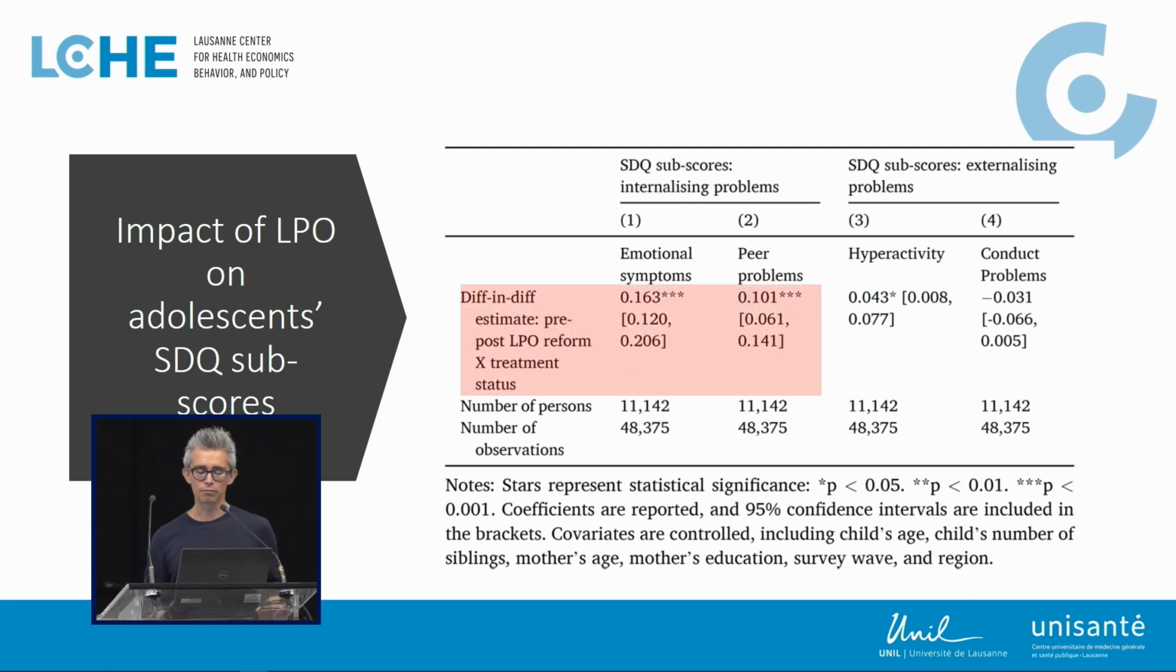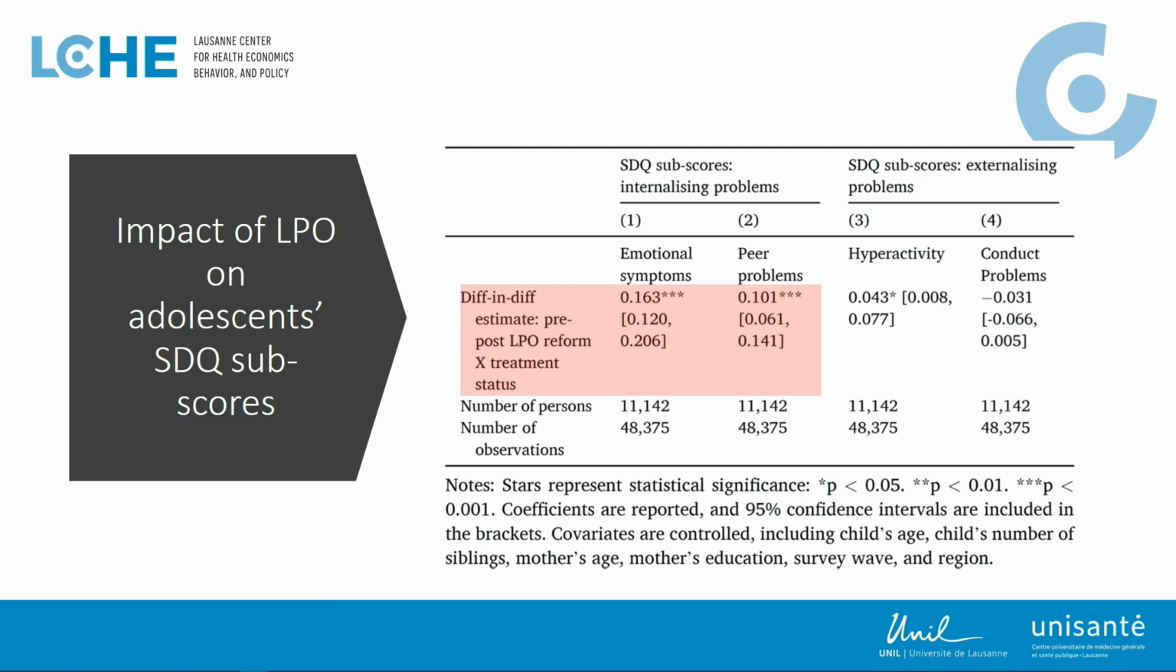And these are the main results, looking at the impact on emotional symptoms, peer problems, hyperactivity, and conduct problems. What it shows us first is that lone mothers who became ineligible to claim these income support benefits experienced a small, but significant, increase of about 0.16 of a standard deviation in emotional symptoms, an increase in peer problems, and also an increase in hyperactivity. We didn't find a significant change in conduct problems.